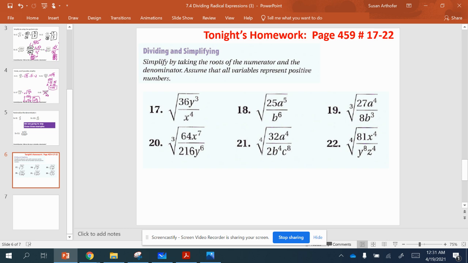So these are pretty much straightforward, should be very easy. Square root of 36, remember there's a 2 here. Square root of 36 is just the 6. Just go ahead and break them up into their separate ones. 36y to the third, who's out and who's in. Then you can do the square root of x to the fourth on the bottom, okay?